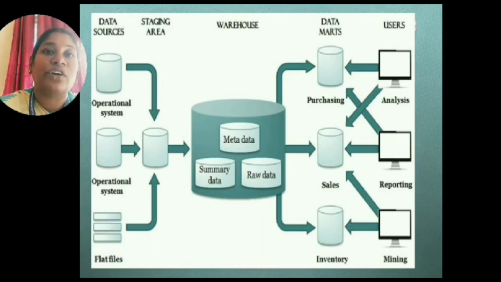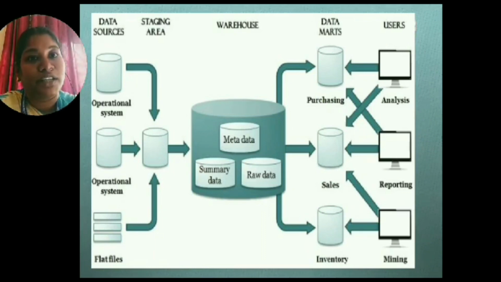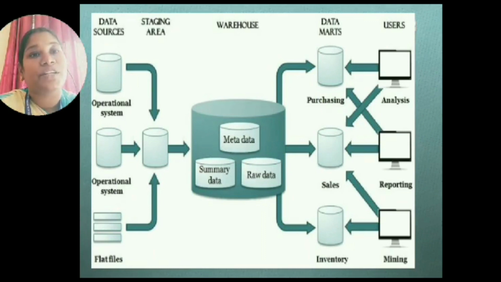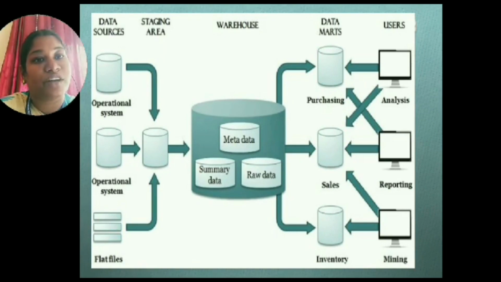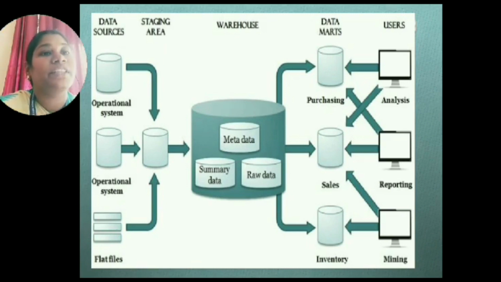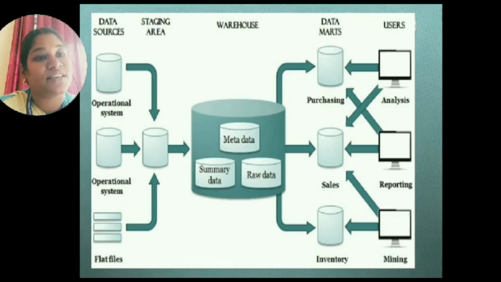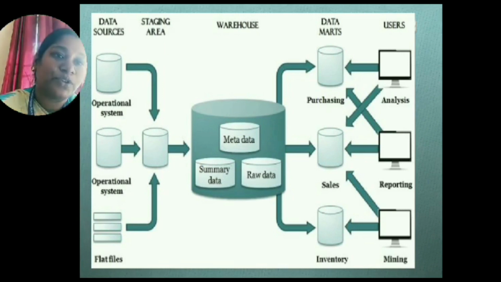The data warehouse transforms into an integrated structure and format. This is the basic architecture of the data warehouse: data sources, a staging area, warehouse, data marts, and users. In the data sources, there are operating systems and flat files. In the data warehouse: metadata, summary data, and raw data. In the data marts: purchasing, sales, inventory. And the users: analysis, reporting, and mining.